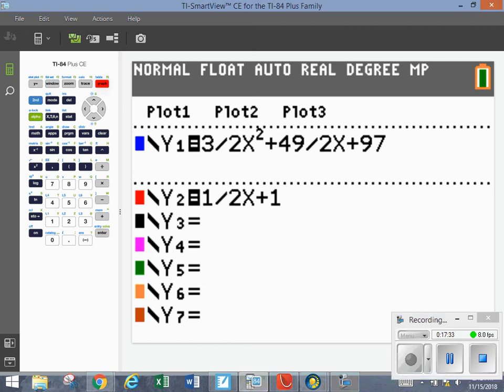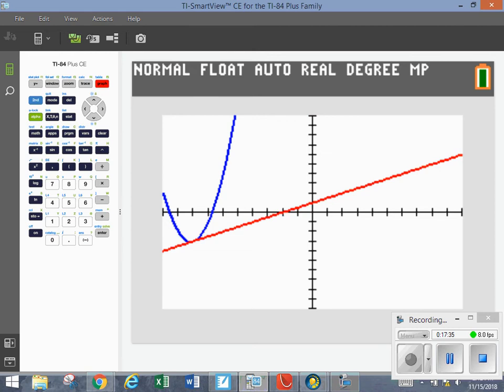Okay, so now we'll hit graph. And that is what it looks like. Now guys, you could eyeball this one, right? Look, where do these two intersect? Right about here? Where is that? That's at 1, 2, 3, 4, 5, 6, 7, 8, -8. 1, 2, 3. So it looks like this has the coordinates -8, -3.